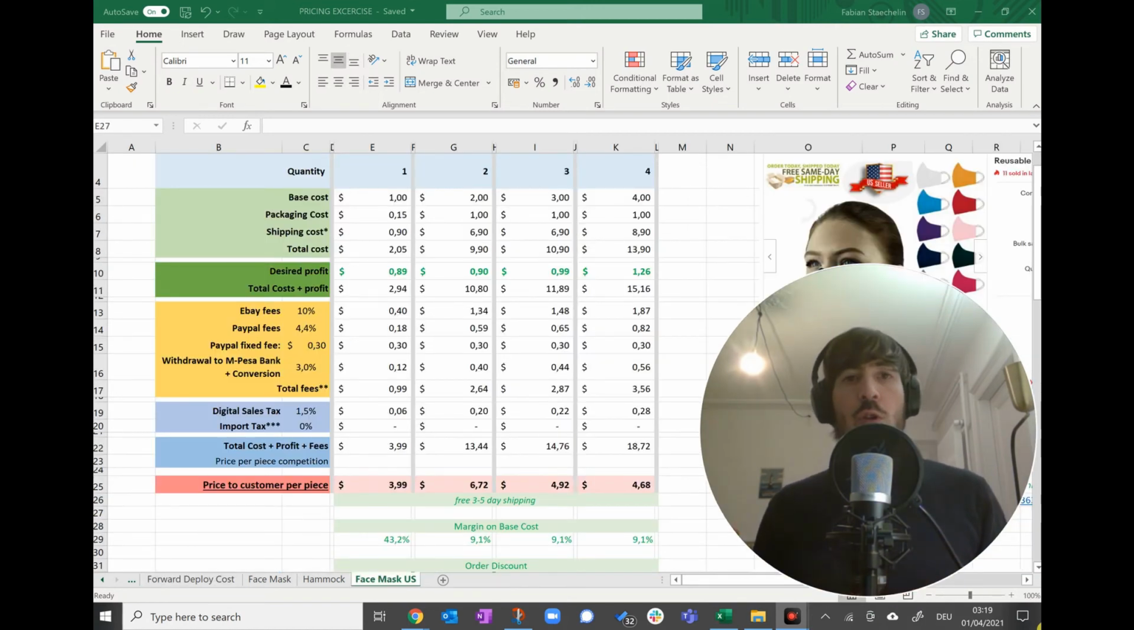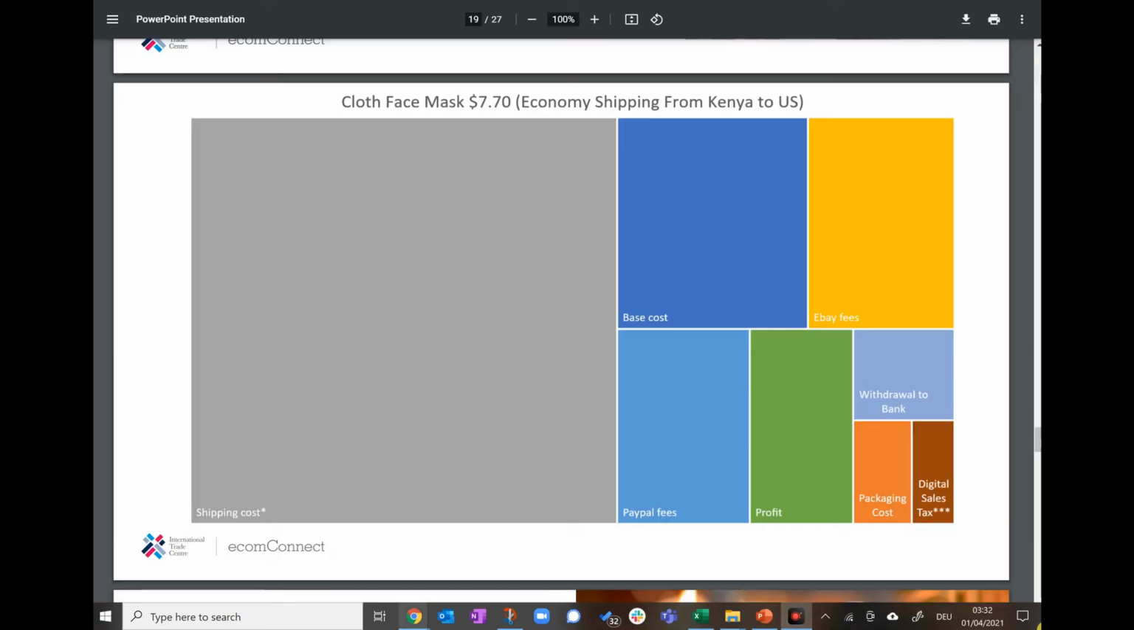This is what our new cost sheet looked like. Essentially, we were able to lower the price to $3.99, which was way below the competition. We could ship at the same time and all that while making a profit. This graph shows the old shipping model with shipping from Kenya to the US, where you can see a high shipping cost, a high total cost and a really low profit.